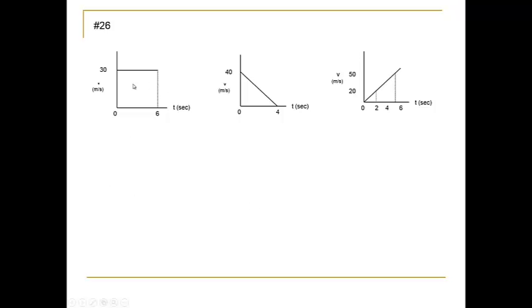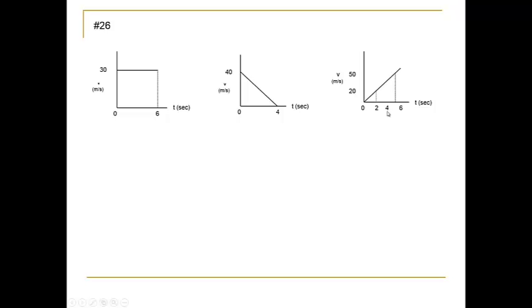So if you look at the first one, you're traveling at a constant velocity. So when you go to find the distance that you traveled, it would just be base times height. So 30 times 6, which would give you 180 meters. For part B, you have a triangle, so you'd find the area again. 1/2 base times height, so 1/2 times 40 times 4 would give you 80 meters, positive, since it's still above the x-axis.